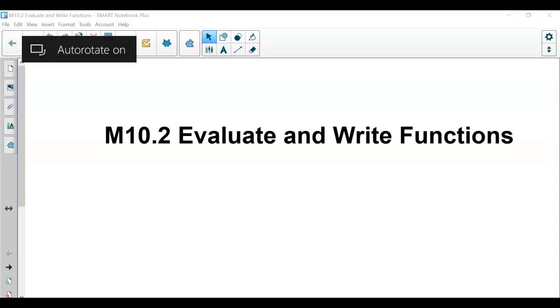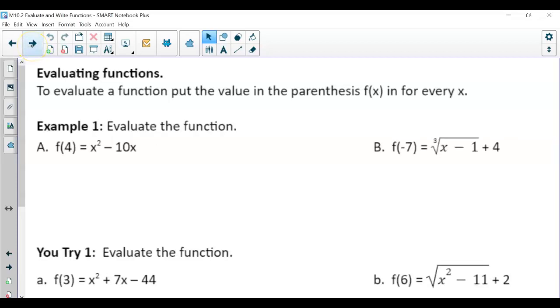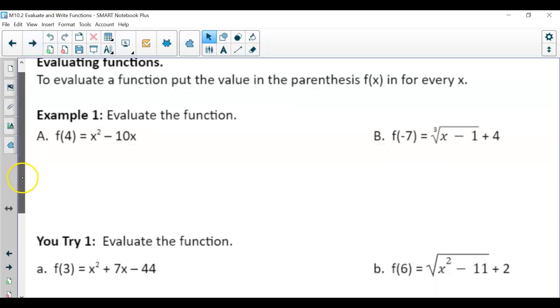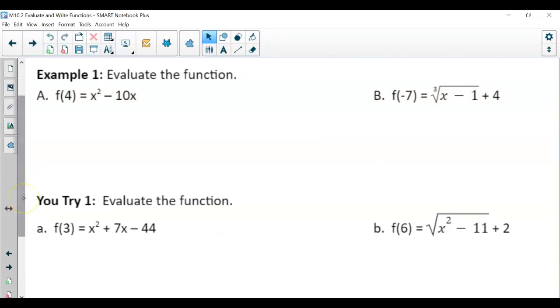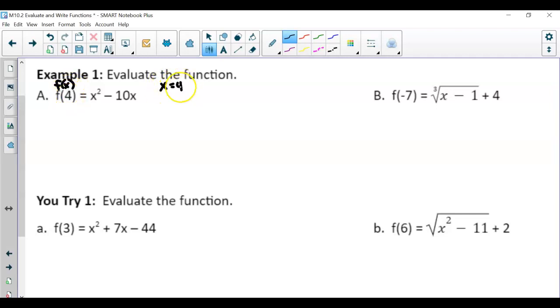In this video, I'm going over functions and evaluating and writing, including composite functions. So starting with the first examples of evaluating our basic function. Whenever you're solving or looking for the value of f of x, notice how x is equal to, in this case, 4. In order to evaluate our functions, all we're doing is plugging in that x value.